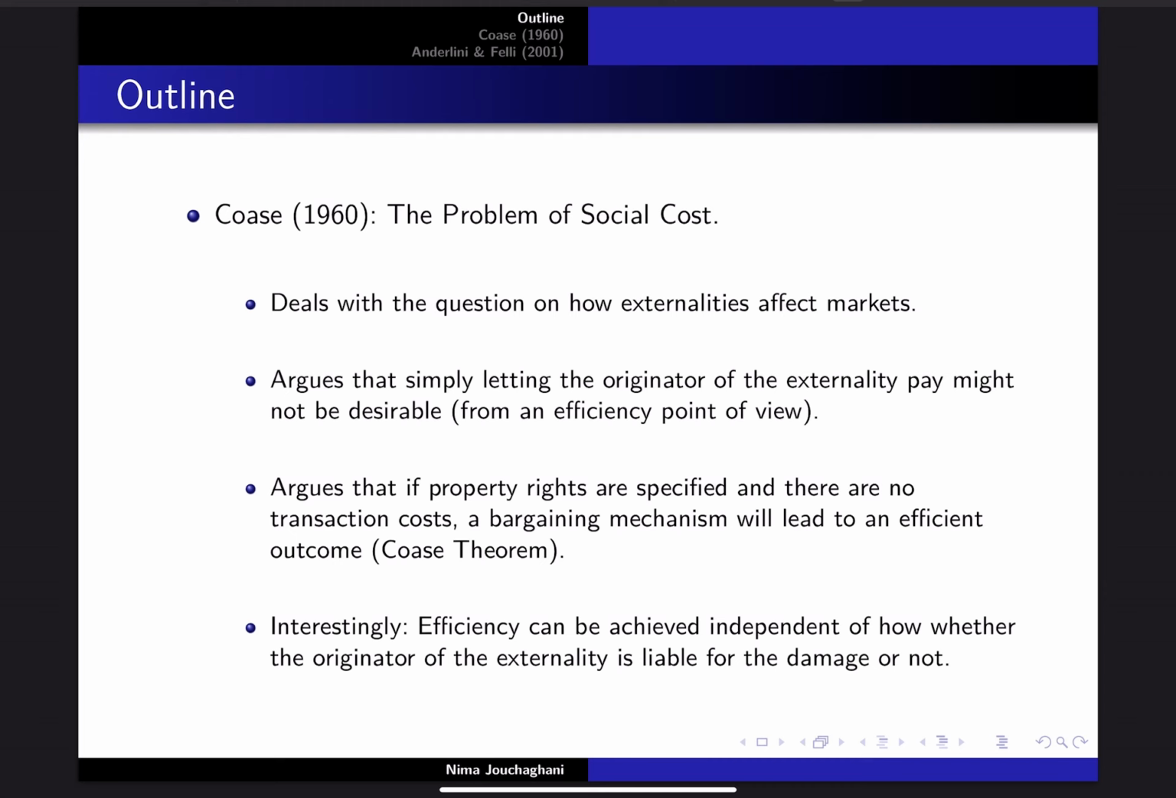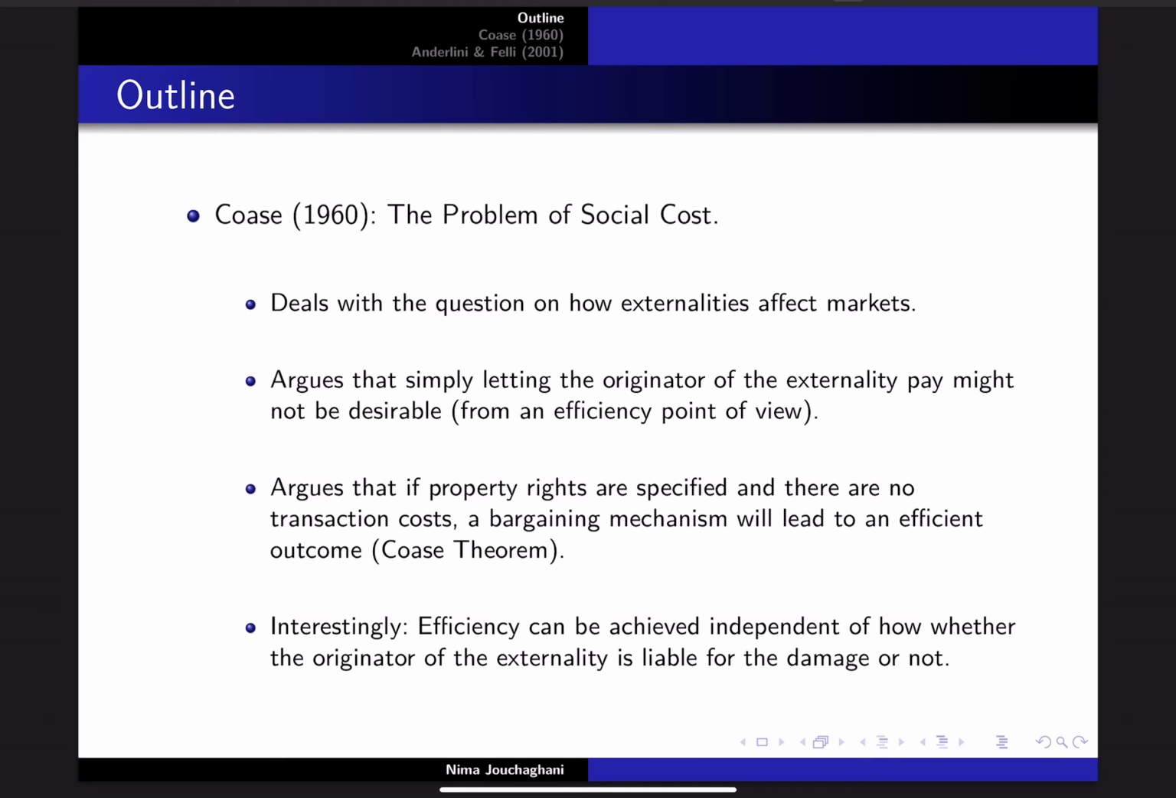He also argues that if you have property rights which are specified and if there are no transaction costs, then if you have a bargaining mechanism, so bargaining between the participants of the market over payments and prices, this will lead to an efficient outcome. And this is the Coase theorem, saying that even if we have externalities, the market can still get to an efficient solution as long as property rights are specified.